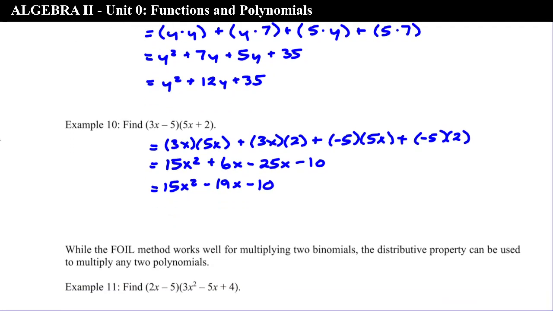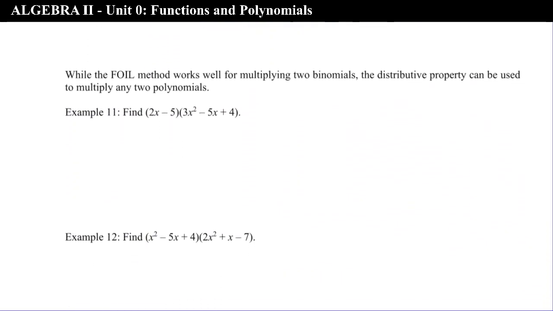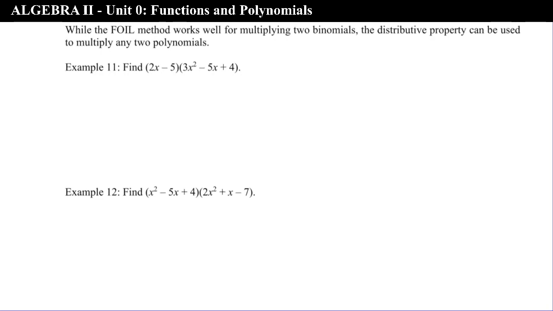Okay, so FOIL works well when we're multiplying two binomials, but it doesn't work as well when we're trying to do more than that, because now we can't do first, outer, inner, last because there's an extra term. Like in example 11, we now have 3 terms in the second polynomial. So we go back to our tried and true distributive method.